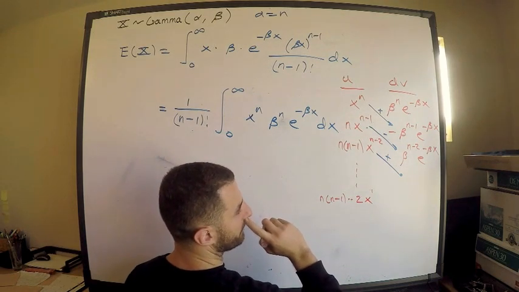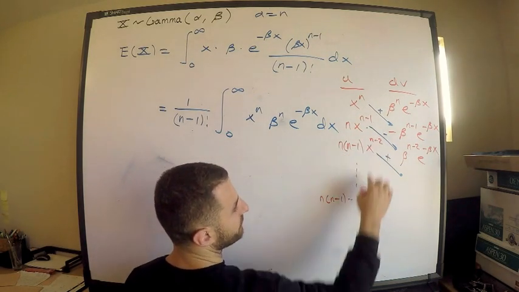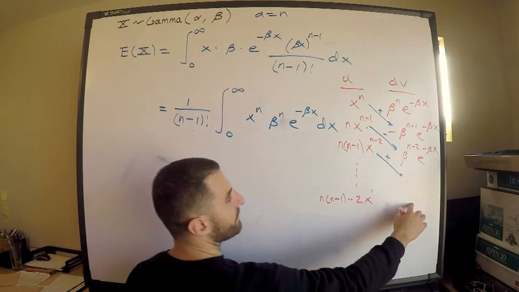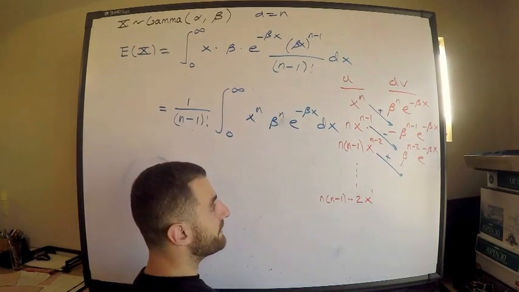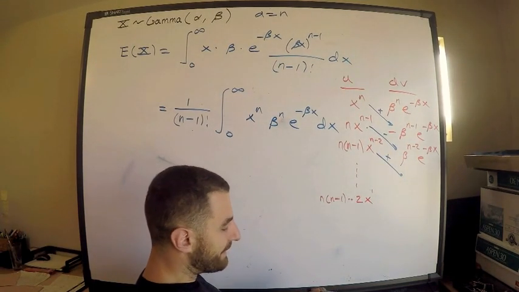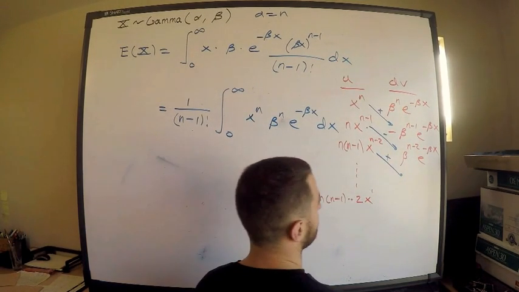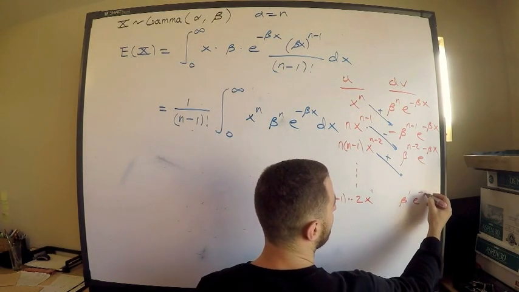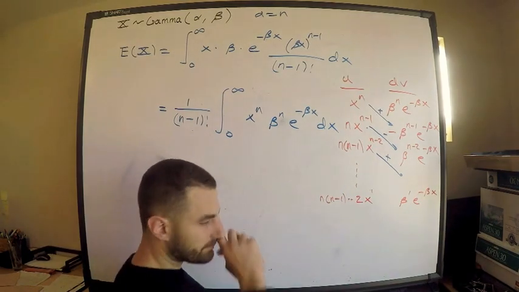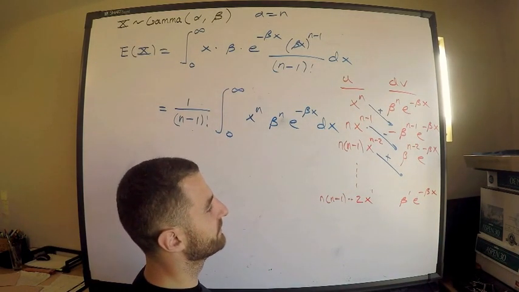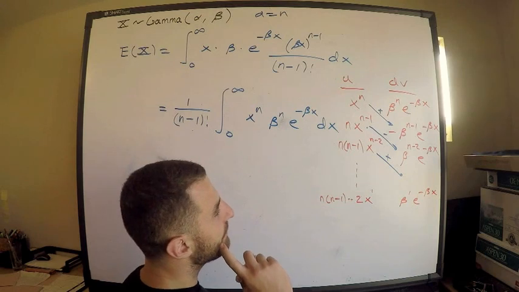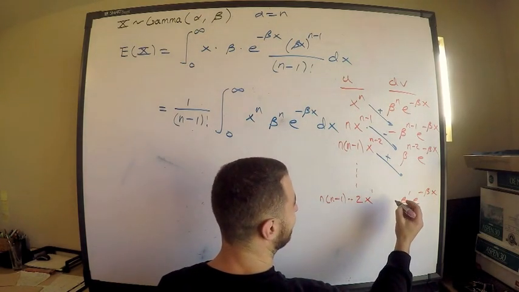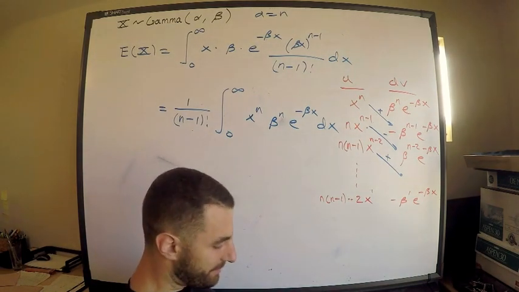X to the 1. Notice that n minus 1, n minus 2, 2, 1. This power is 1 less. What's going to be across from here? This has to be beta to the 1, beta to the 1 power, e to the negative beta x. Is it going to be negative or positive? I claim, actually, that this one needs to be negative. We may have to fix that. We may have to think about it.